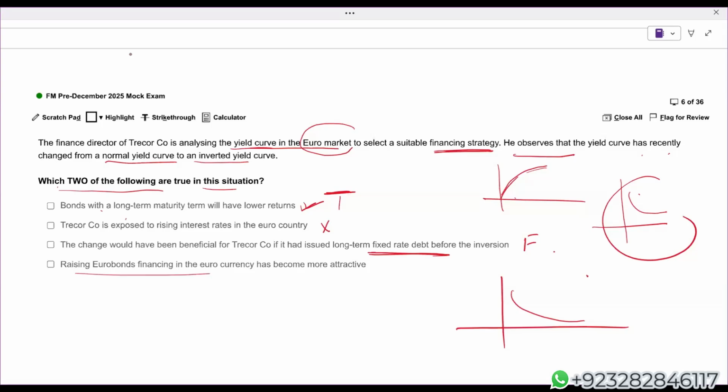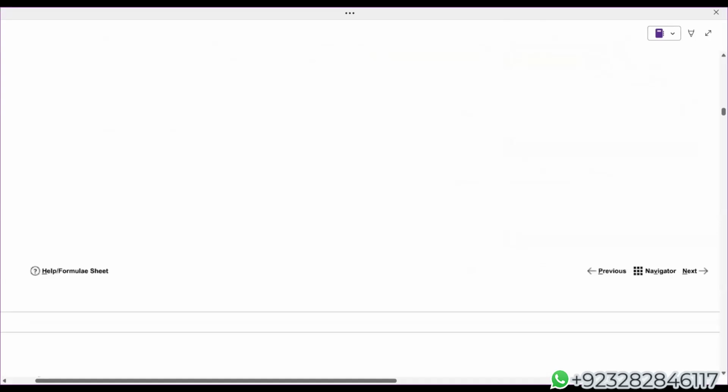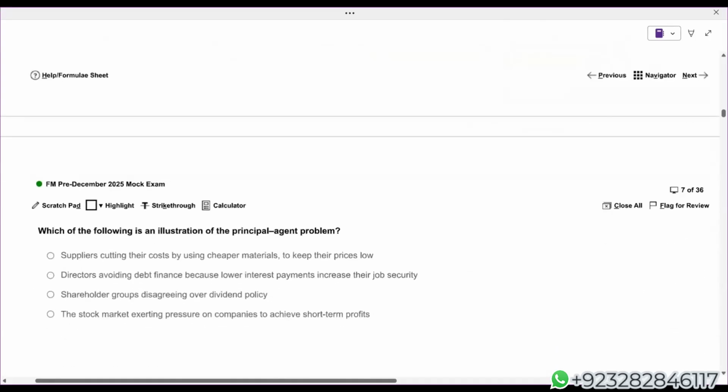Raising euro bonds, financing in the euro currency has become more attractive. Yes. Simply, organizations will be interested in taking a loan. Why? Because the interest rate is going to decrease. And logically, they should be getting a loan at a floating rate.